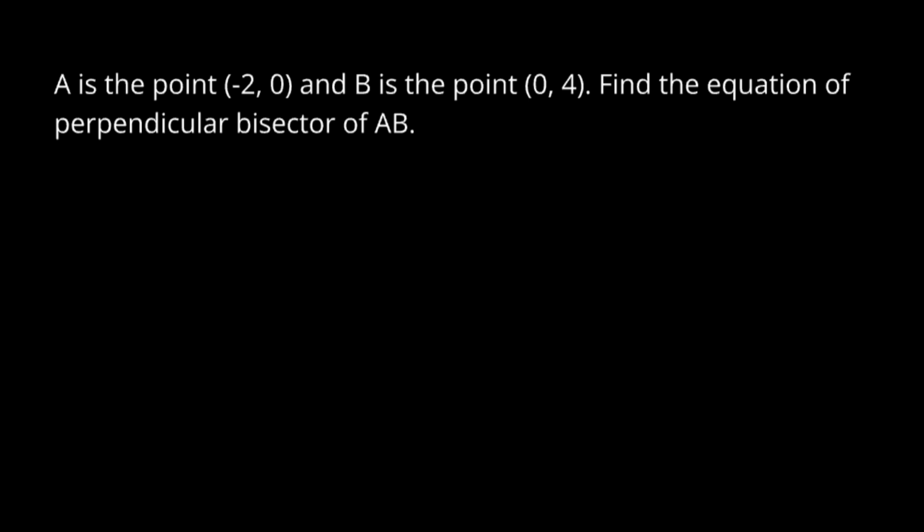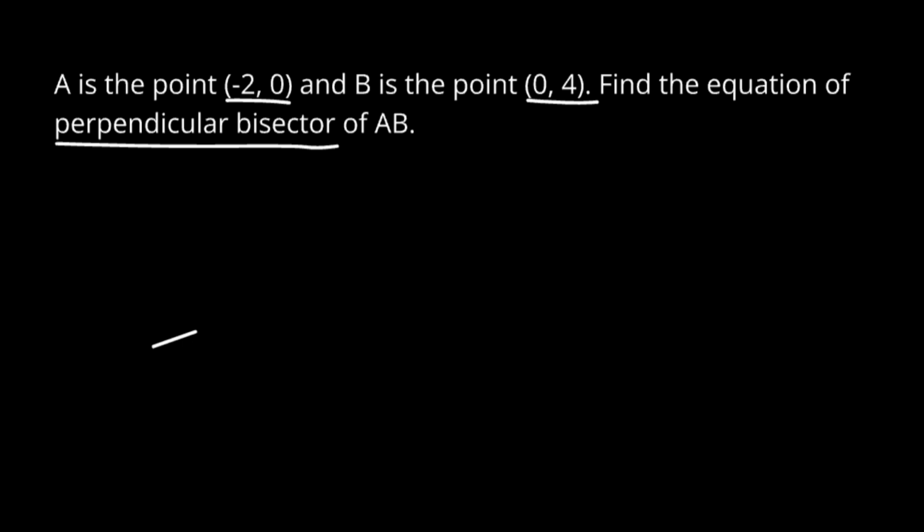Here we have another very interesting question related to perpendicular lines. So A is the point (-2, 0) and B is the point (0, 4). Find the equation of the perpendicular bisector of AB. So a perpendicular bisector is a line segment that bisects another line segment at 90 degrees.